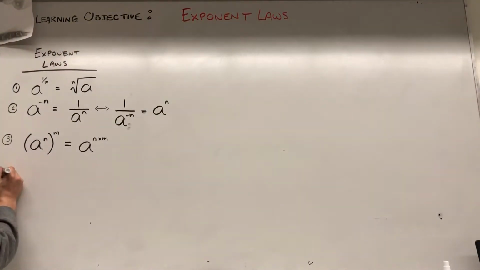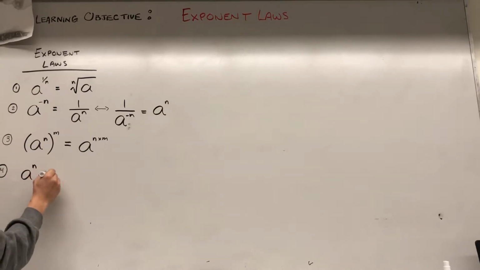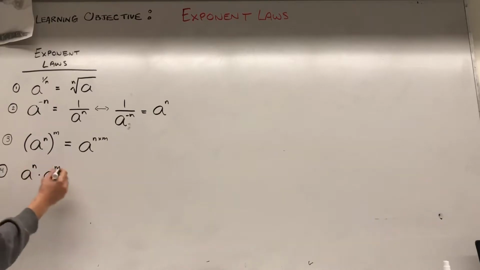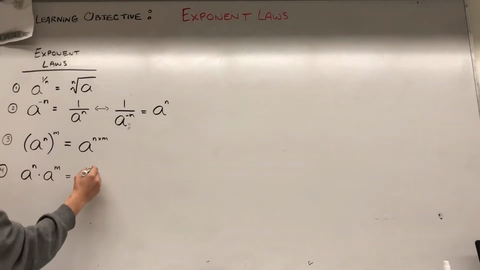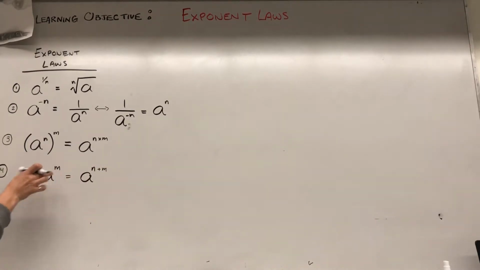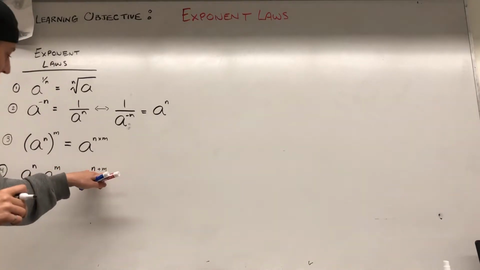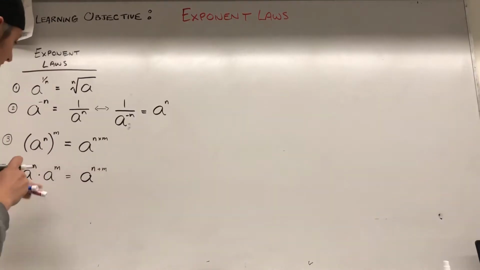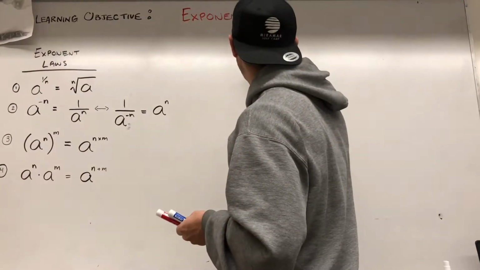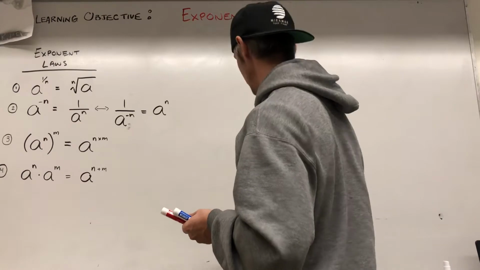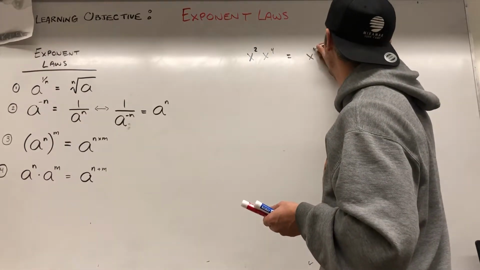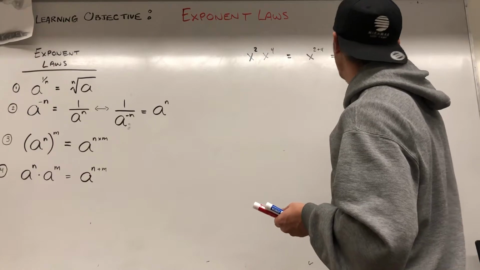So this is the product law. So we have a to the n times a to the m. So a number to the power of n multiplied by that same number to a different power, or the same power, is equal to a to the power of n plus m. So we add those exponents. And we can only add exponents like this if we have two of the exact same number multiplying by each other. So if I have x squared times x to the power of 4, I can just write this as x to the power of 2 plus 4, or x to the power of 6.